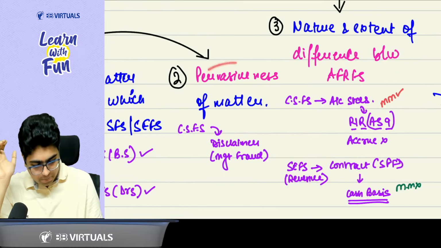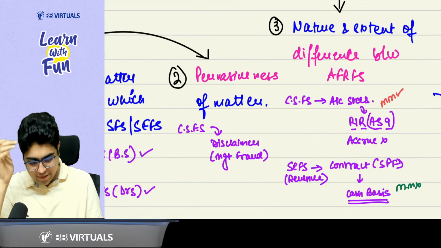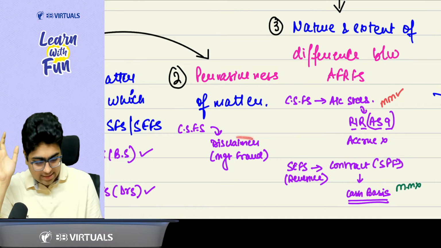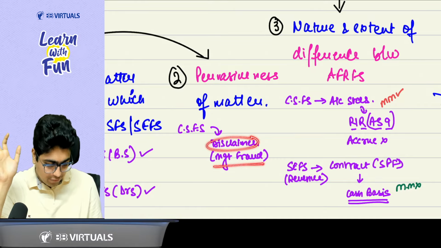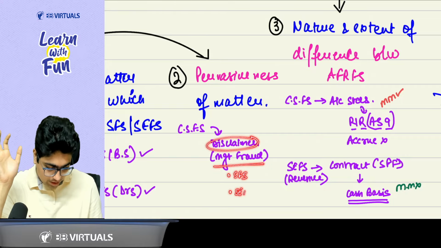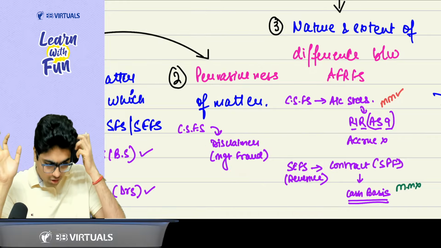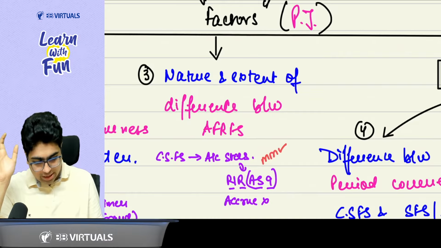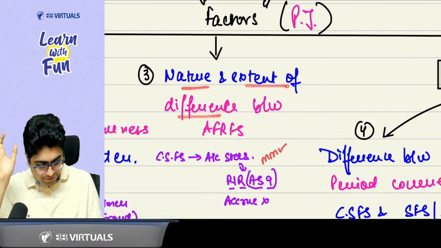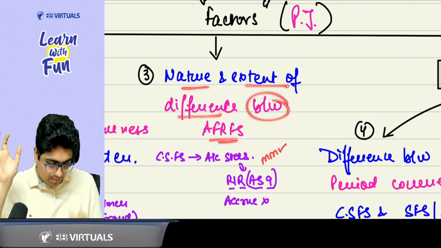Now talking about the pervasiveness of the matter. If in the CSFS there is a disclaimer of opinion due to management fraud, it will impact your SFS and it will impact your SEFS also. Got it, sir. Now the next point, nature and extent of difference between the applicable FRF.